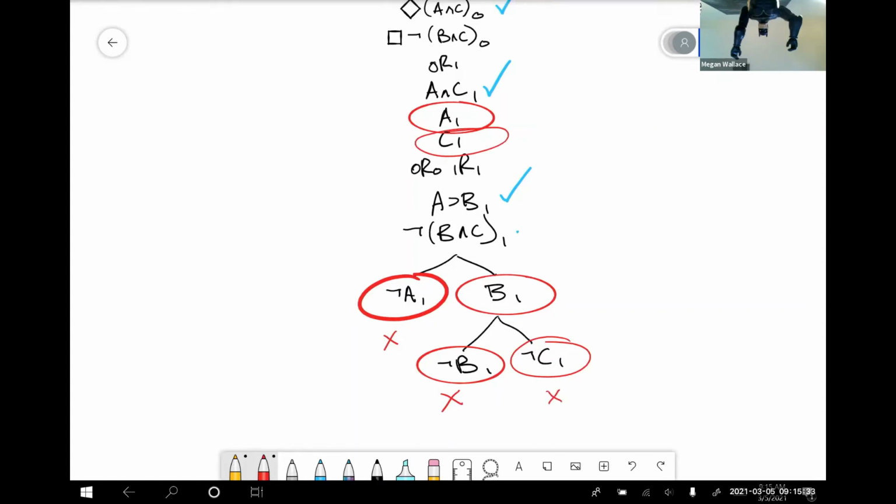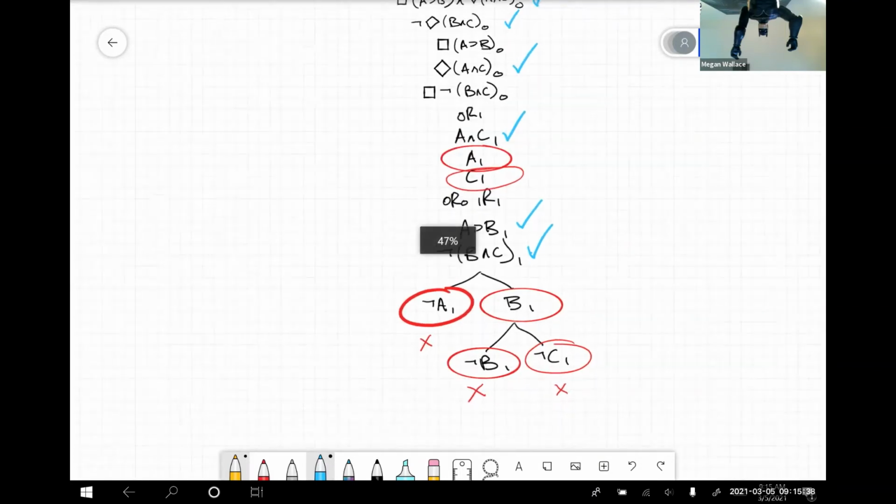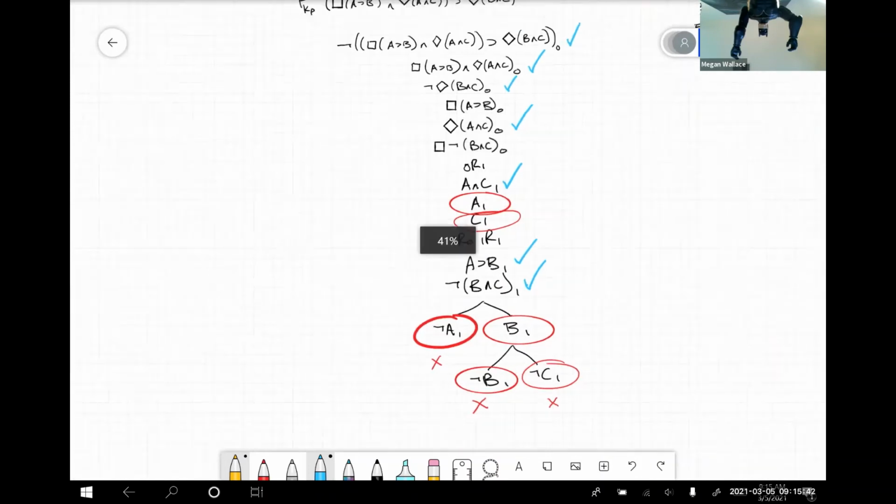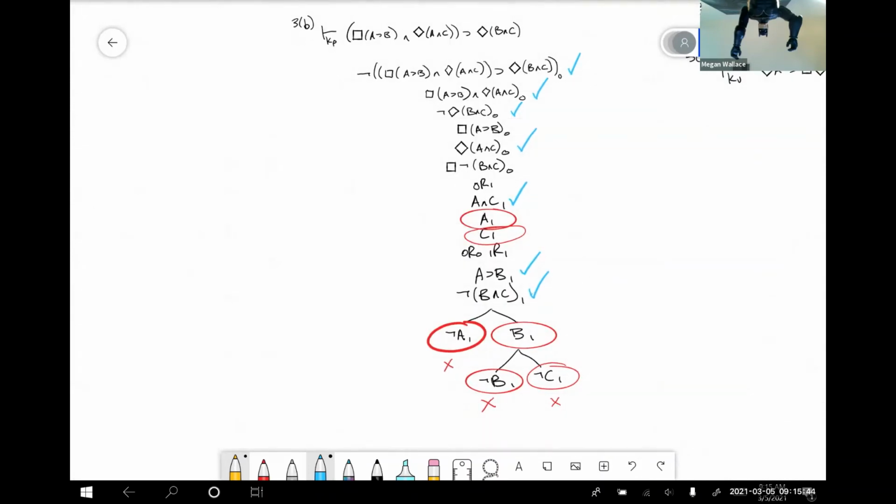And then that was me just using this one right there. So there we've already closed our proof, and that is our entire tableau right there. Yes, it's the case that we have this box claim, and we have this box claim too.